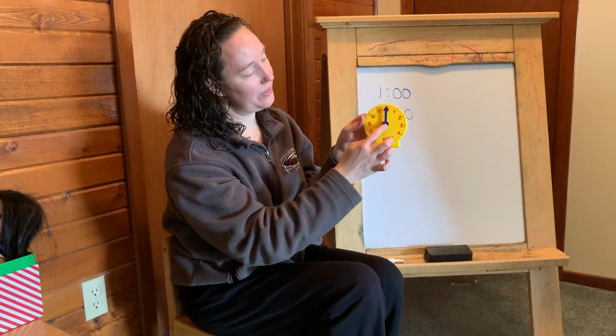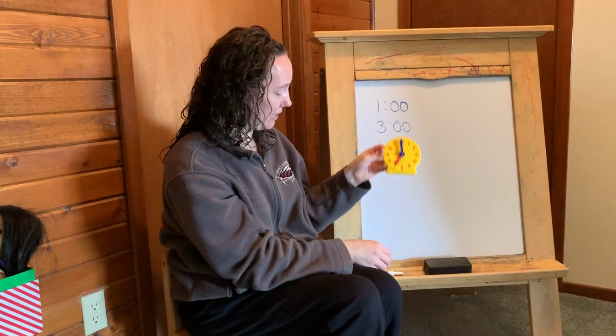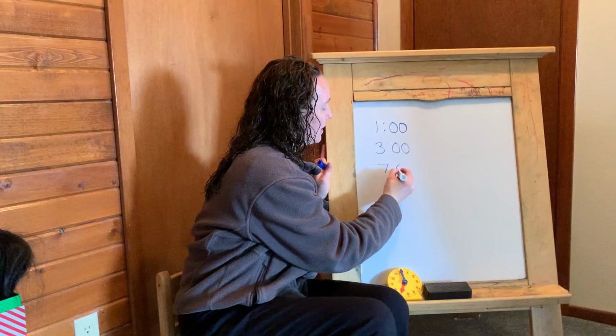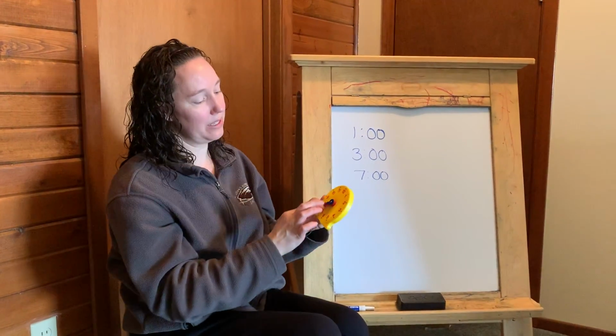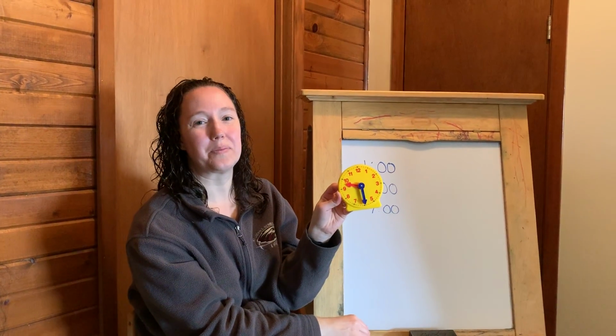Shorthand's pointing at the 7, longhand's pointing at the 12, 7 o'clock. And to write 7 o'clock, 7 dot dot 0 0. What if my clock says this?